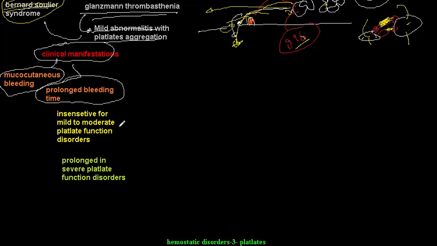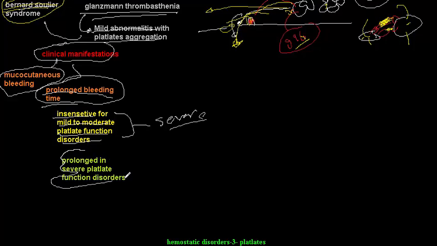The bleeding time is a test that targets platelet function. So if we have a prolonged bleeding time, you have to know that we have a problem in platelet function. It is insensitive to mild to moderate platelet function disorders. It only detects the severe platelet disorders. So with severe platelet function disorders, we have a prolonged bleeding time and mucocutaneous bleeding, epistaxis also, and so on.